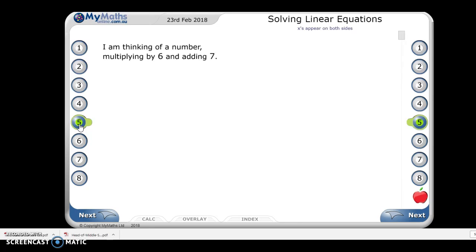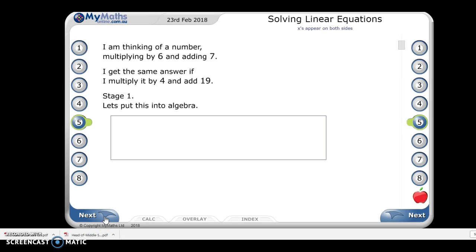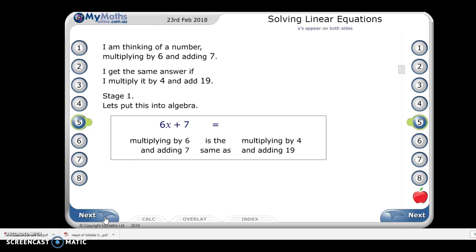I'm thinking of a number, multiplying it by 6 and adding 7. I get the same answer if I multiply that number by 4 and add 19. So first stage, putting it into algebra, the first statement, multiplying by 6 and adding 7, looks like that expression there, 6x plus 7. Now that, I am told, is the same as, which is like using an equal sign, the statement multiplying that number by 4 and adding 19, which as an expression looks like 4x plus 19.